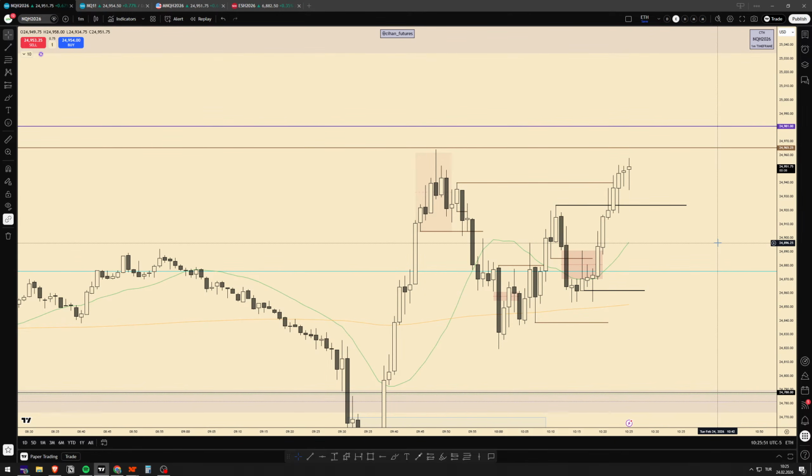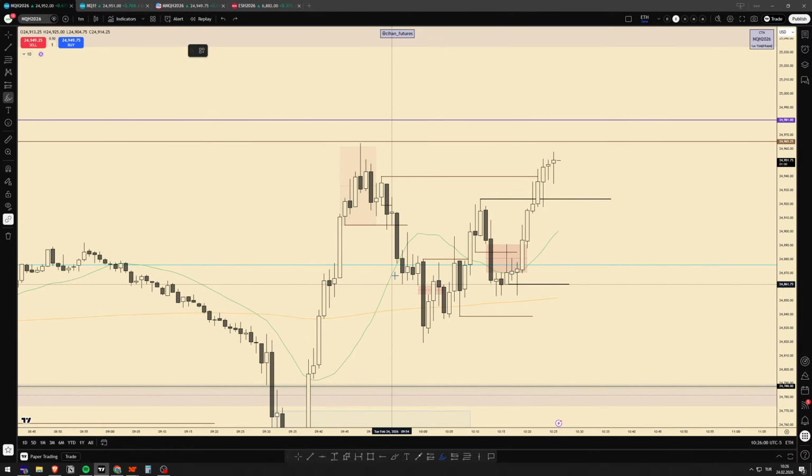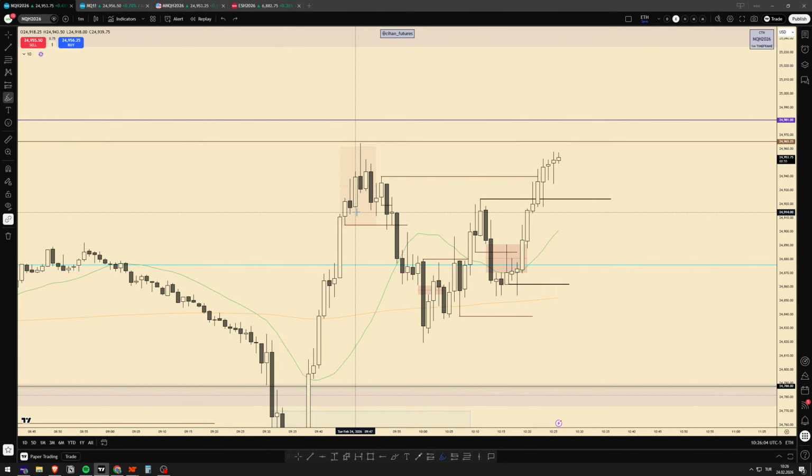The one thing I want to share is about my experiences. When price is looking like this, the more you zoom in, the messier it gets, the more difficult to navigate it.